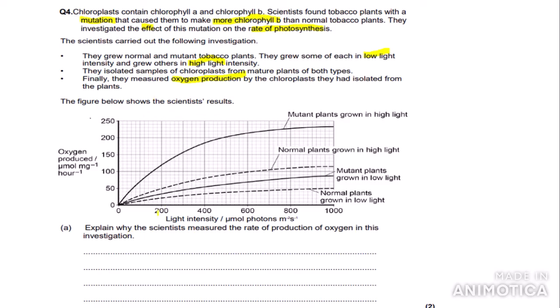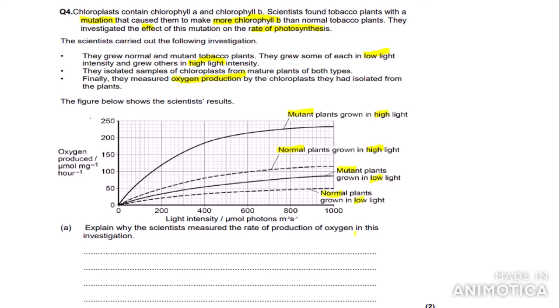So here we have on the x-axis the light intensity in micromoles of photons per second per meter squared, and then we have the oxygen produced in micromoles per milligram per hour. And here we have this top line, which is mutant plants in high light. Then we have normal plants in high light, mutant plants in low light, and normal plants in low light.